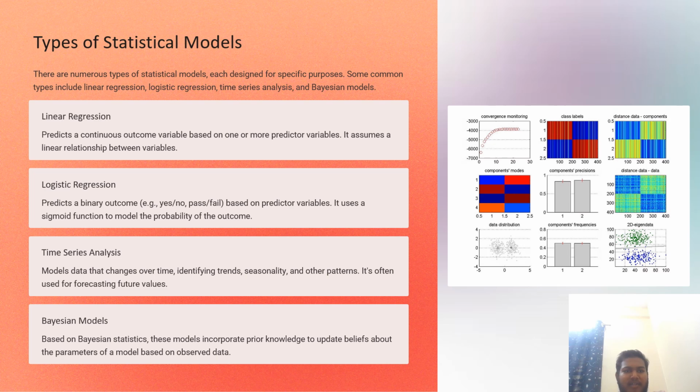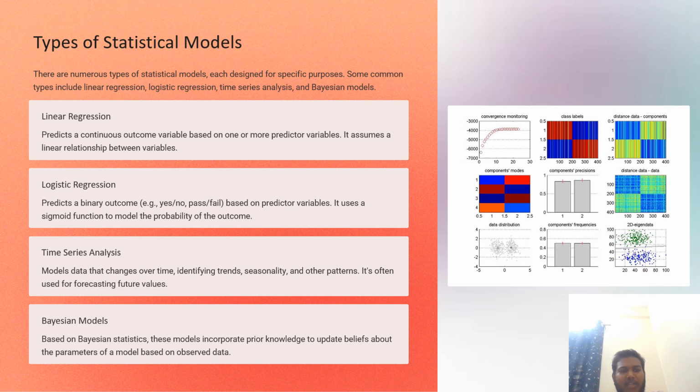Next, we can see the types of statistical models. There are numerous types of statistical models, each designed for a specific purpose. Some common types include linear regression, logistic regression, time series analysis, and Bayesian models. Linear regression predicts a continuous outcome variable based on one or more predictor variables. It assumes a linear relationship between the variables.